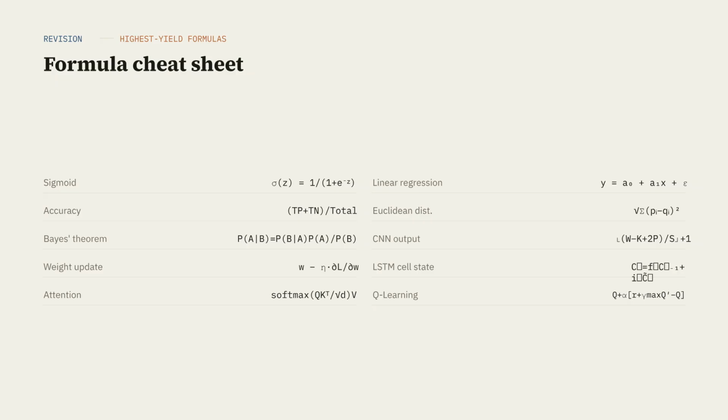This final slide is a formula cheat sheet. Key takeaways include the sigmoid function, accuracy, Bayes' theorem, the weight update rule, and the Q-learning update. Familiarity with these high-yield equations and their underlying concepts will be essential for your upcoming exam. Good luck with your revision.